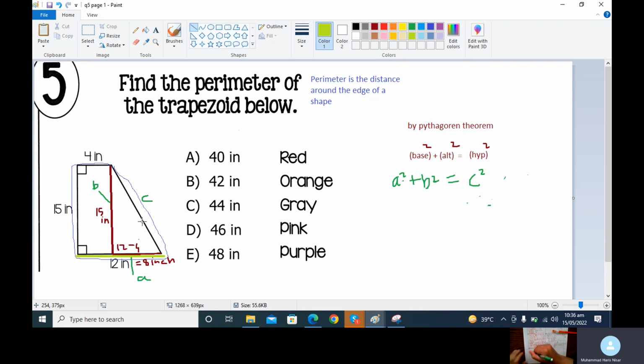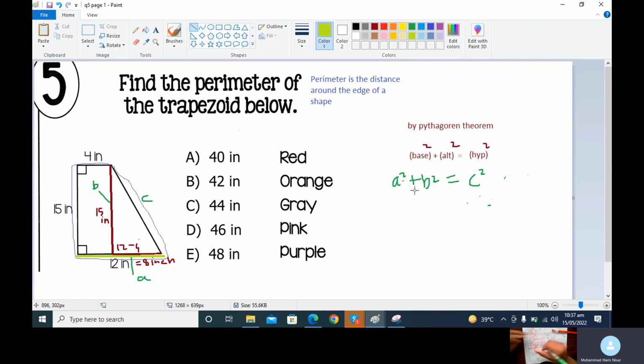For finding this missing length, we are doing this. I have drawn a line here, so it is making a rectangle on the left side and a triangle on the right side, and this length is equal to this length, 15 inch. We don't know this, but we can find its value by judging that this is 4 inch here, this completes 12, so 12 minus 4 will be the length of this side, so this is 8. Now we are left with this c, the hypotenuse length, so we will find it by using the Pythagorean theorem.